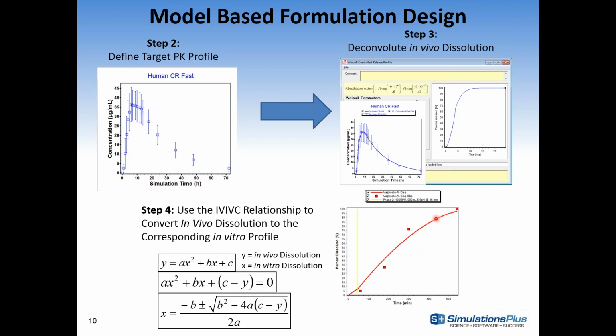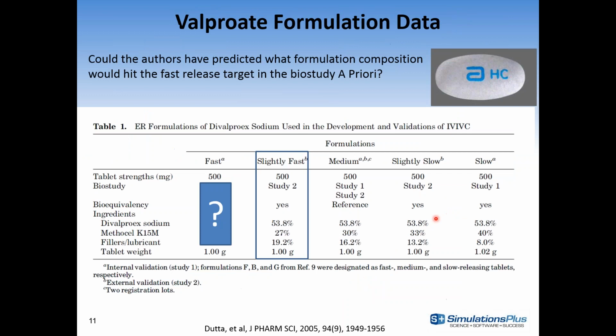So first, to do that, we're going to need a dissolution model, right? And so we use DDDPlus. But first, let's talk about the actual formulation itself. We're going to use the slightly fast formulation because it's part of the initial data set that we used to build the IVIVC. So we have dissolution data for that, and it's a known formulation. So we can build the dissolution model with the slightly fast formulation, and then what we're going to try to do is predict the amount of HPMC K15M and the filler lubricant, which is lactose in this case, that would give us that target PK profile.